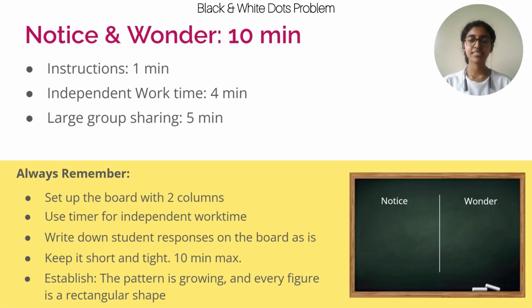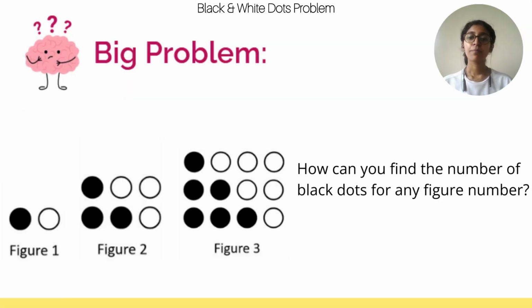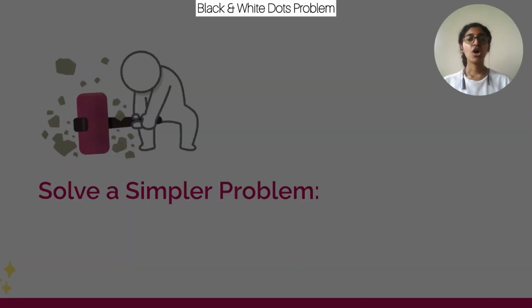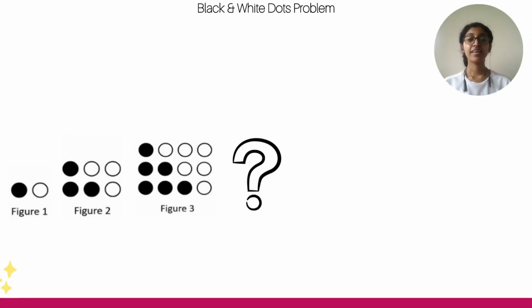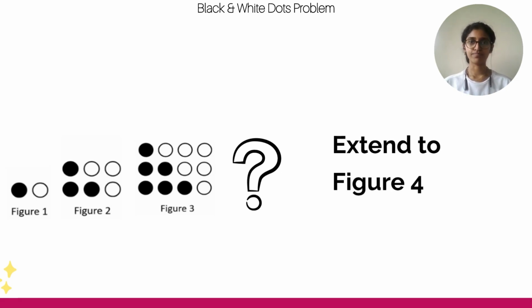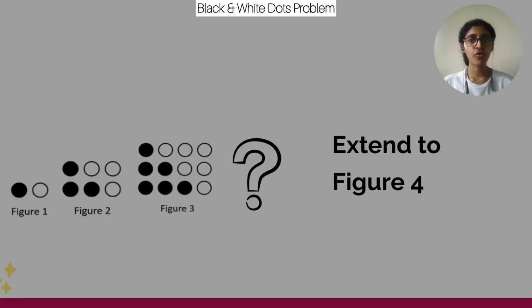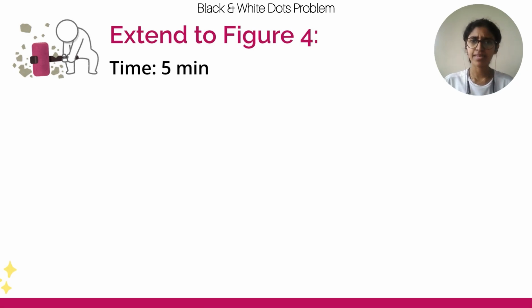Once we have established this, we pose our big problem, which is to predict the number of black dots for any figure number. Here we introduce the students to a problem solving strategy, solving a simpler problem first. And for that, we are going to extend the pattern to figure number 4. To extend the pattern to figure 4, we have a total of 5 minutes and it's a super quick activity.